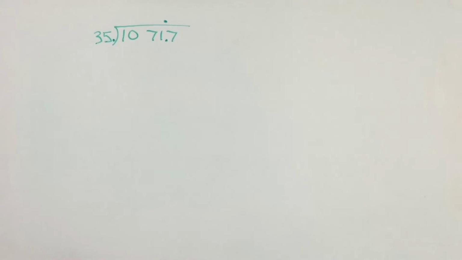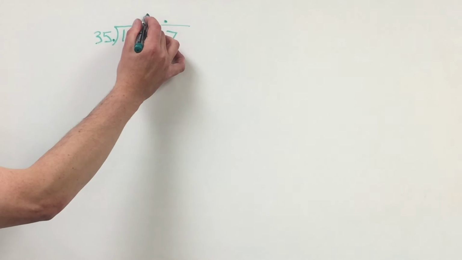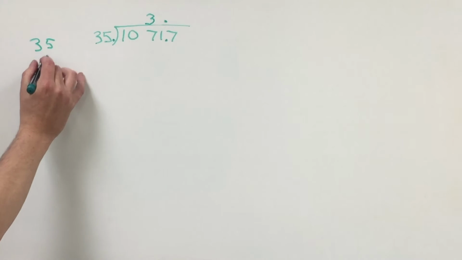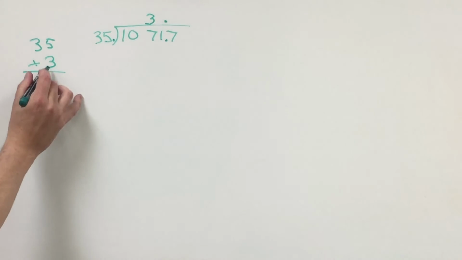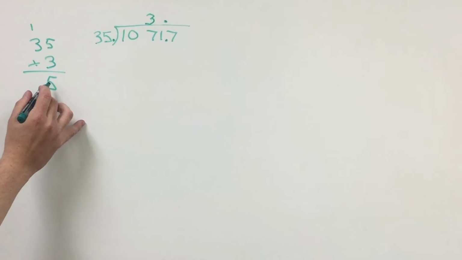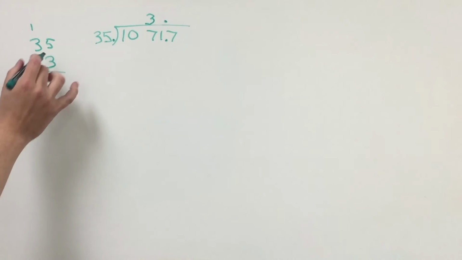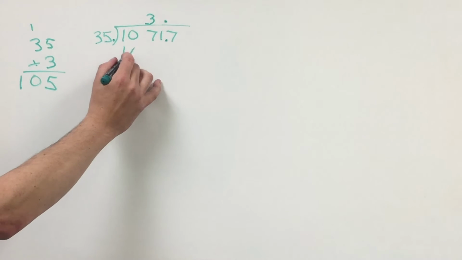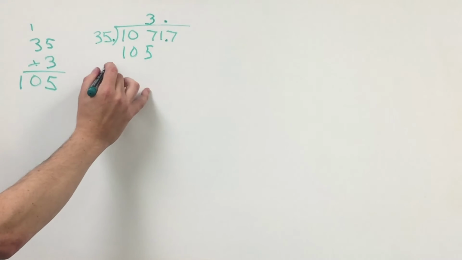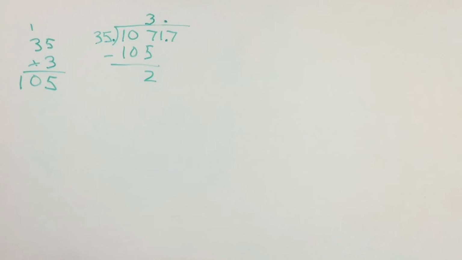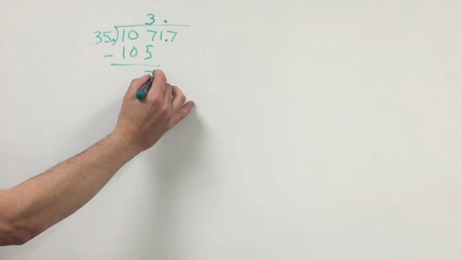How many times does 35 go into 107? Well, 30 times 3 is 90, so perhaps 3 would work. 35 times 3. 3 times 5 is 15. 3 times 3 is 9, plus 1 is 10. So 35 times 3 is 105. Let's subtract that from 107. Here we get 2. Let's bring down the 1.